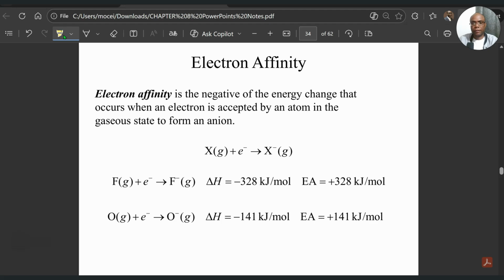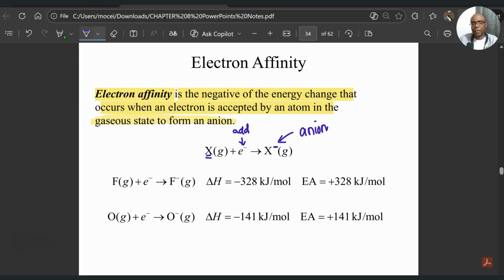Let's talk about another vocabulary, which is electron affinity. It's the negative of the energy change that occurs when an electron is accepted or taken in by an atom in the gaseous state to form an anion. We know that anytime you have an element like X and you add an electron, you get X minus, and any negatively charged species is called an anion.